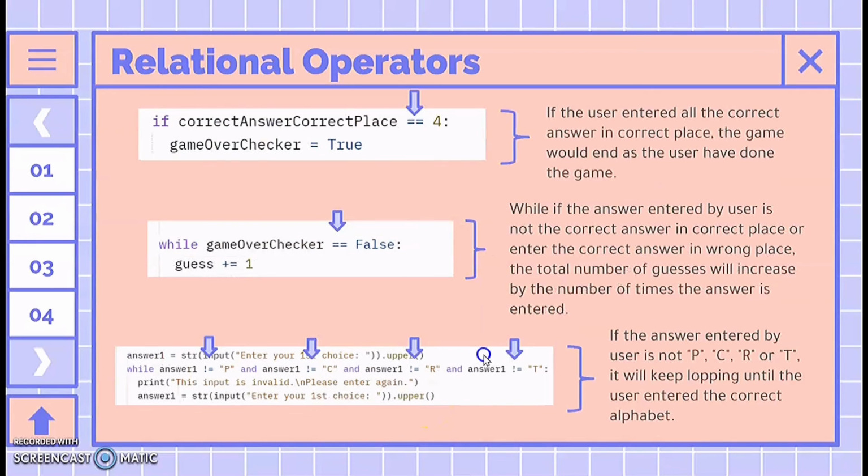Now come to the next example: if the user has entered all the correct answers in the correct place, the game will end here as the game has been completed by the user. Well, if the answer entered by the user is not in the correct place or the correct answer is in the wrong place, the total number of guesses will increase followed by the number of times the answer is entered. And the last example is if the answer entered by the user is not P, C, R, or T, it will keep looping until the user enters the correct answer.